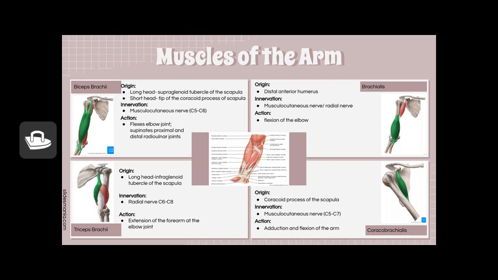And lastly, but not least, we have the coracobrachialis, and the origin of this muscle is going to be the coracoid process of the scapula. The innervation is going to be the musculocutaneous nerve, and these are nerves C5 through C7. And the action is going to be the adduction and flexion of the arm. This muscle is a long and slender muscle of the anterior compartment of the arm, and as its name suggests, it extends from the coracoid process of the scapula, as I suggested before.